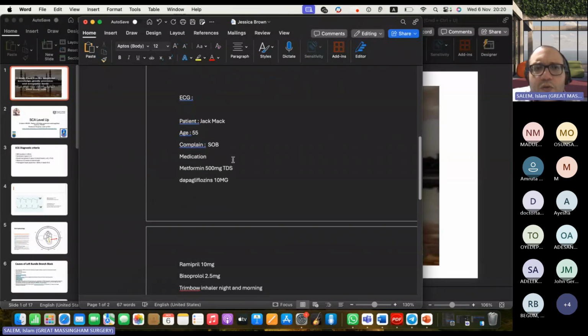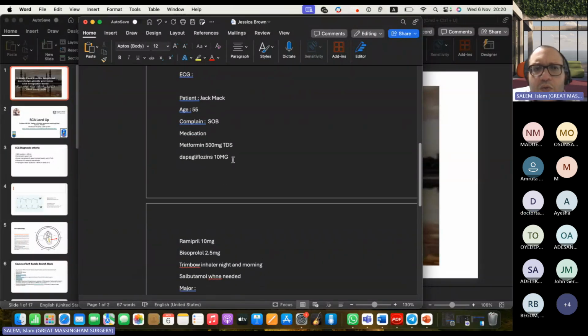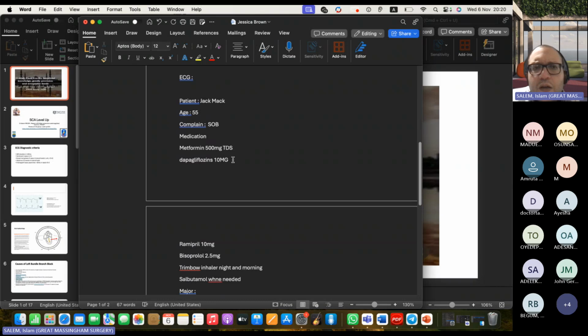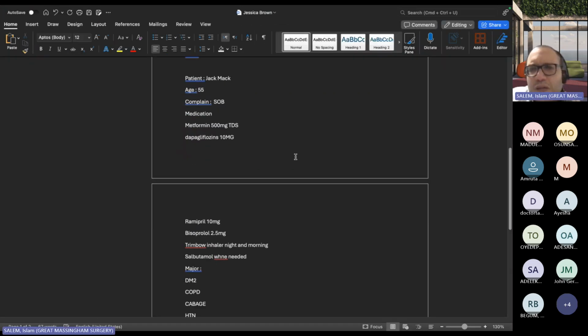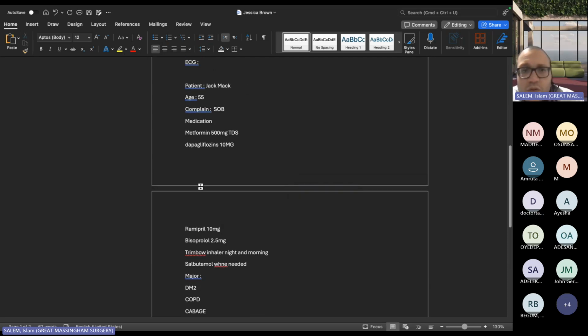So this is a case that's coming to the nurse. Jack Mack, 55 years old, with shortness of breath, not massive. The nurse did an examination and his vital signs are fine. This is his history. She did an ECG, and she's coming to take your opinion about the ECG, and she's worried. Do you want to read his data, and then I will show you the ECG?